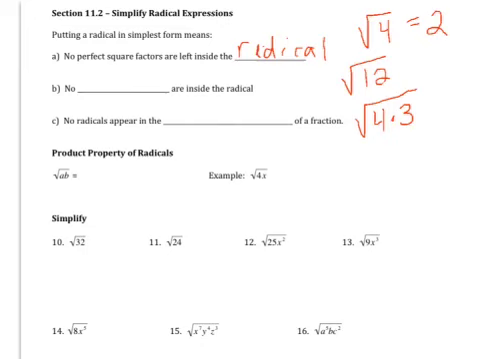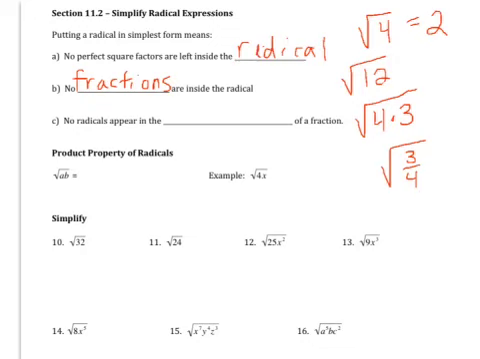Another definition of simplifying a radical is that there are no fractions left inside of a radical. So a simplified radical could not look like the square root of 3/4. We would have to do some things to simplify that further. That would not be a correct answer.